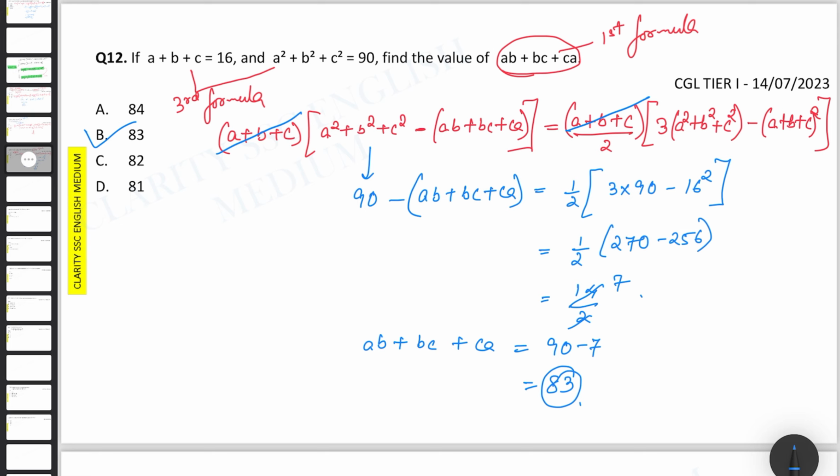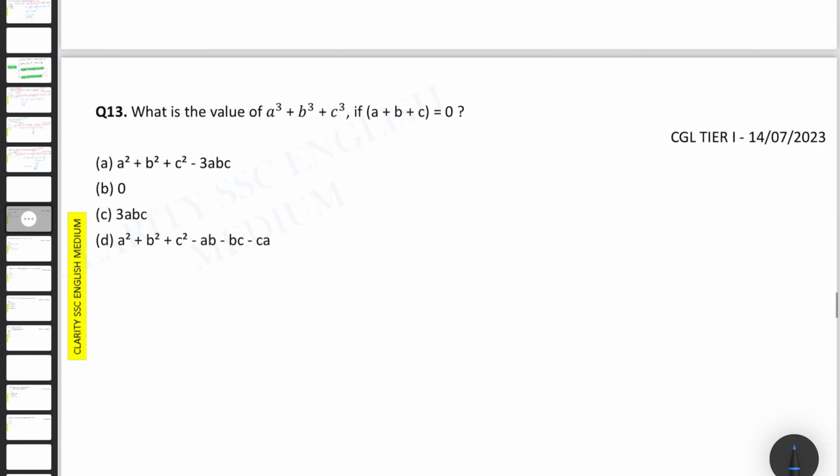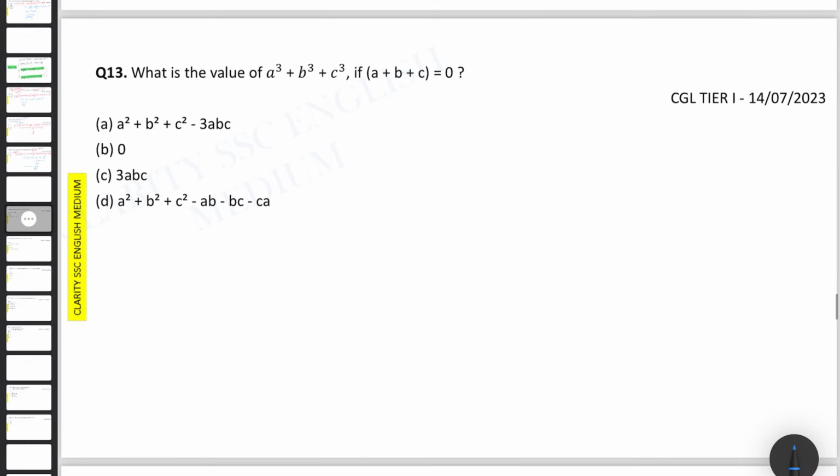So these are the concepts of mixing. If the question asks to find the value of a cube plus b cube plus c cube minus 3abc, then we can apply the formula directly. But if the question asks to find the value of ab plus bc plus ca, or a minus b whole square plus b minus c whole square plus c minus a whole square, or anything on the right hand side, then we need to find the value by mixing. Let's move on to the next question.